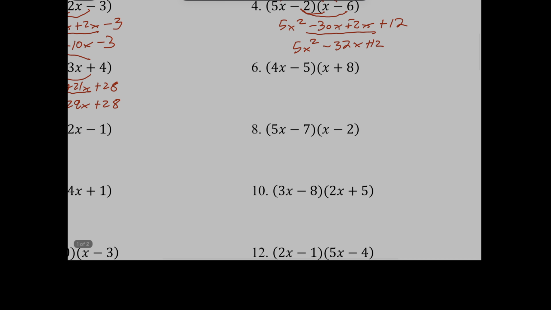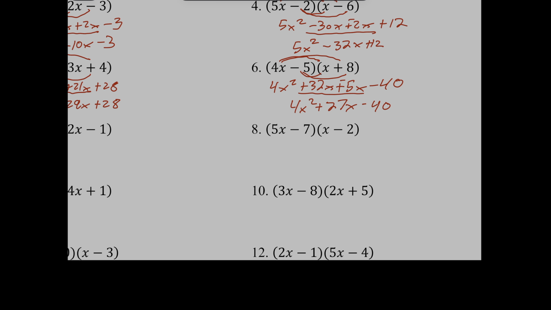Going on to number 6 out of 20. We have a 4x squared. Do my outies, I have a plus 32x. Do my innies, I have a negative 5x. And do my last, negative times a positive, that would be a negative. And so now look, my signs are different. So what I'm going to do is subtract them and keep the sign of the bigger number, which is positive. That's why I write the plus, minus 40.